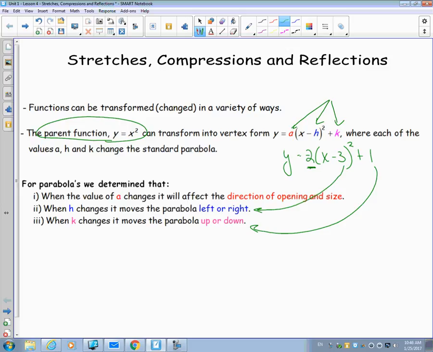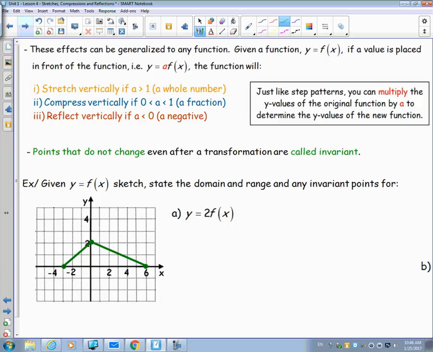Now, we're going to talk about functions in this lesson, so we can't necessarily use step patterns and vertices, but we can use lots of the same ideas for every other kind of function. And I say other kind of function because quadratics are just one type of function. Okay, here's the big note part. So, if we're given some kind of function, any random function, as long as it's a function, y equals f(x), and we put a value out front, so a times f(x), just like with quadratics, that a value is going to transform our function, and it's going to stretch it, compress it, or reflect it in a vertical direction.